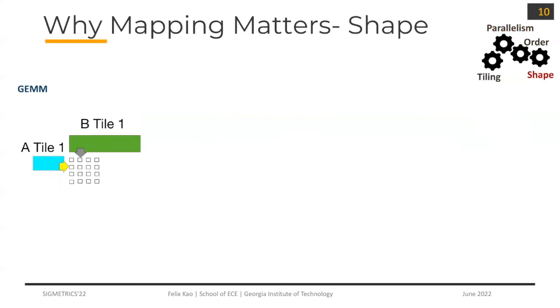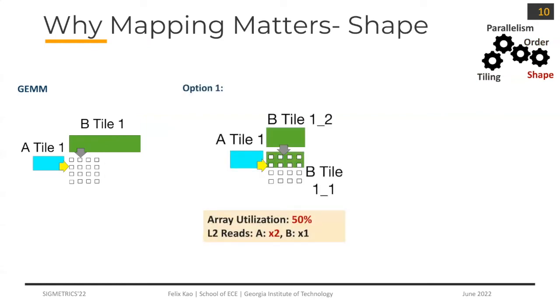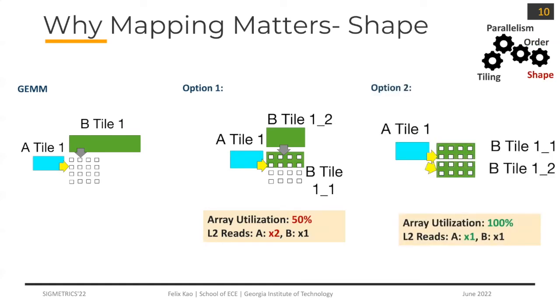For logical mapping shape, in option 1, A is read and streamed twice, and the array is 50% utilized. In option 2, if we can support a more flexible logical mapping shape, then we can fetch the second half of B to the lower half of the PE array. Then we could read A only once and multicast, and the PE array is now 100% utilized.